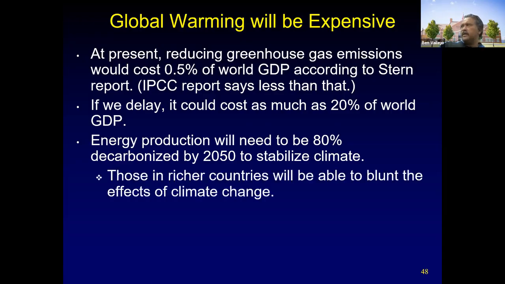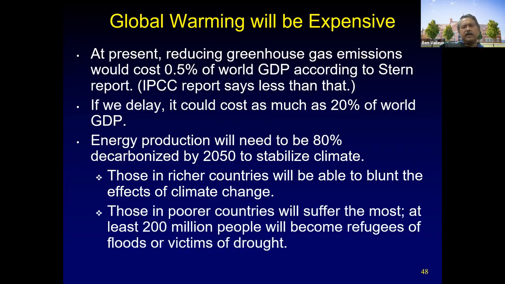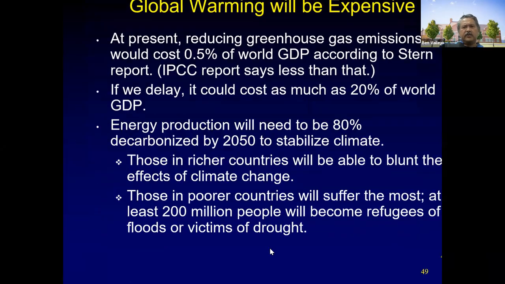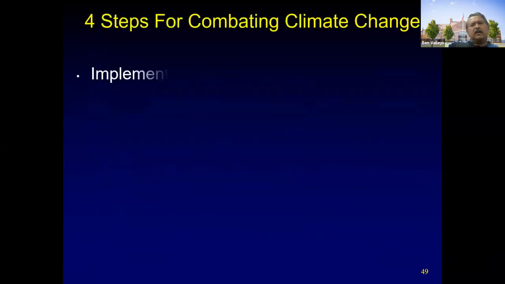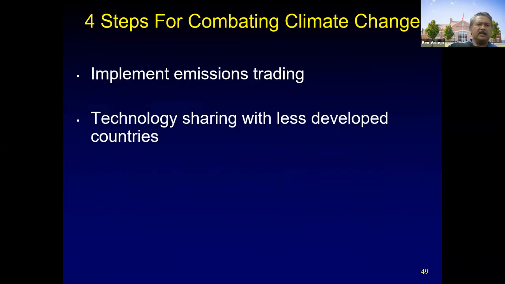So can we do it? Well, in developed countries, maybe. What about the poor countries? 200 million people will become refugees because of floods or drought. Extremes. 4 steps for combating climate change.